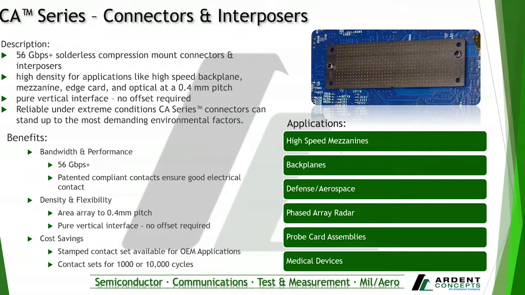Today's webinar topic, CA series connectors and interposers, highlight our board-to-board and other types of interposers that Arden produces out to 56 gigabit per second solutions, and those are solderless compression mount connectors and interposers. They offer high density for applications like high-speed backplanes, mezzanines, edge cards, optical applications, and pitches down to 0.4 millimeter pitches. It's a pure vertical interface, so there's no offset required with our interposers, meaning that between boards, for example, there's no offset that the landing pad of the board has to be different than the contact itself. It's a pure vertical interface.